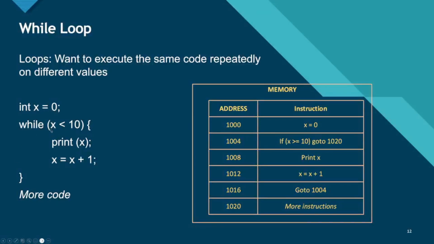Same thing over here. After when x was equal to 9, we do x equals 9 plus 1, that's 10. Come back up to the top of the loop. 10 is not less than 10, so we jump down and skip the loop. So we come down to the closing curly brace, and then we just do whatever code is next. So that's how while loops work.